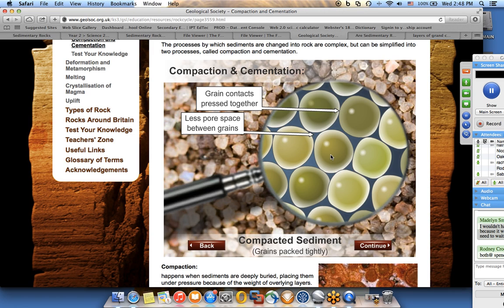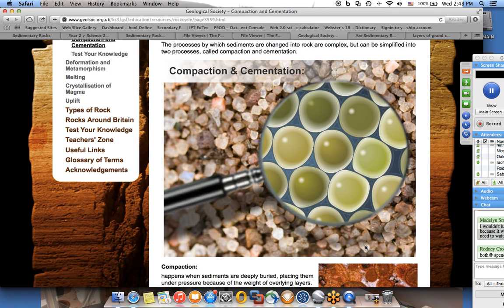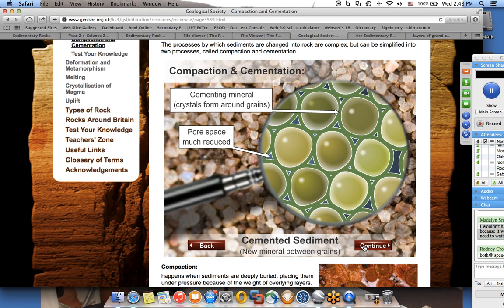The water taking away space and everything, it makes the particles be pressed together and they start contacting, they start pressing together. There's less pore space between the grains. So this is the process of compaction. The grains are packed tightly. Good. Now we know that.